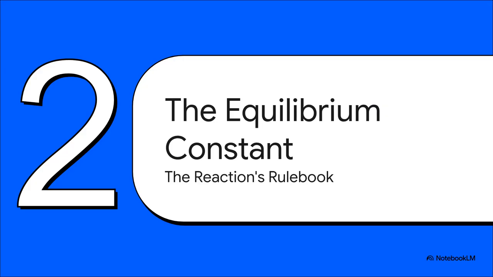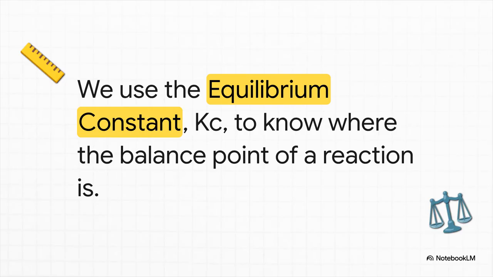Okay, so if every reaction has this special balance point, how in the world do we know where it is? Well, for that, we need to look at the reaction's rulebook, the equilibrium constant. This little value, we call it Kc, is basically the reaction's personality score. It tells us, for a specific temperature, what the final score will be, the ratio of products to reactants, once everything is settled down. It lets us put a hard number on that balance point we were just talking about.